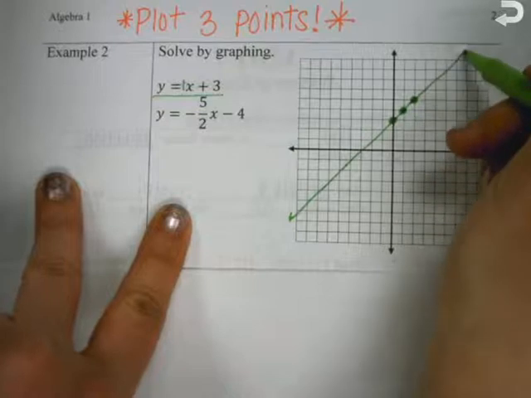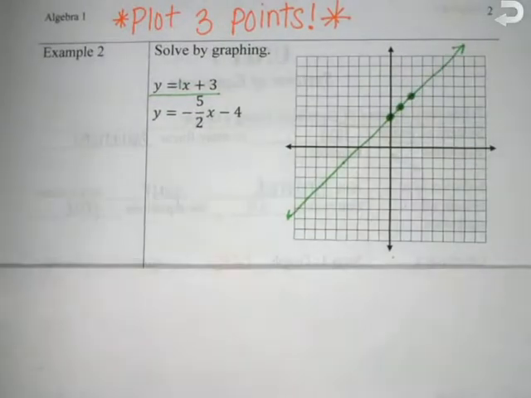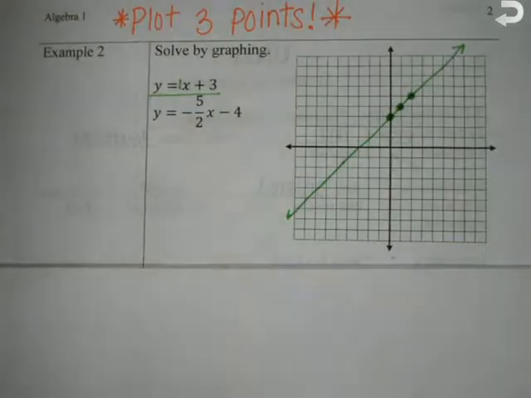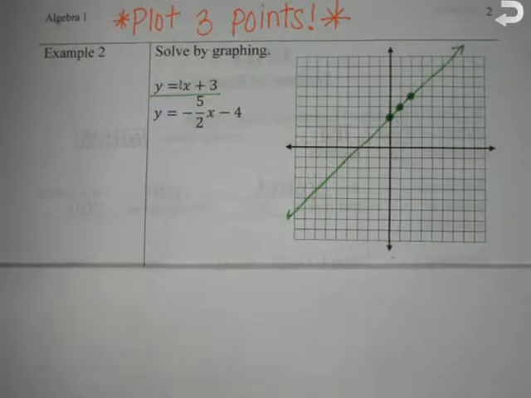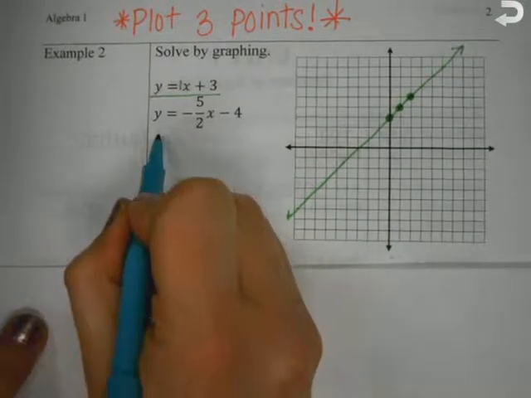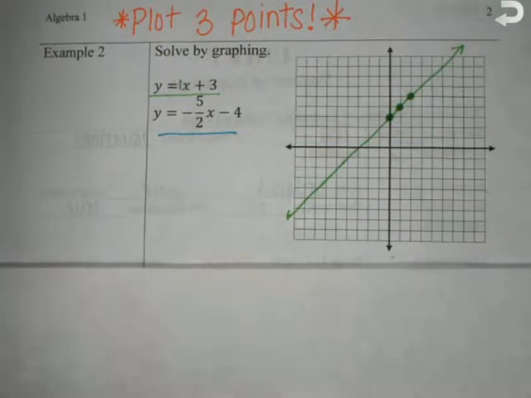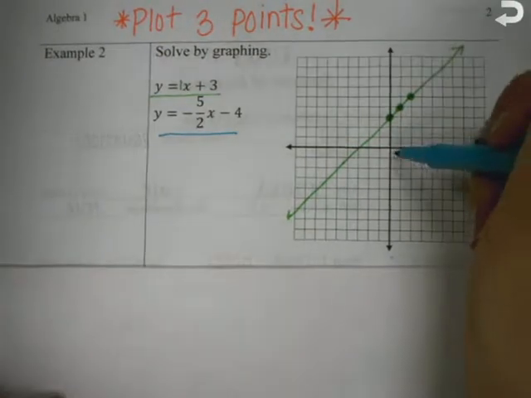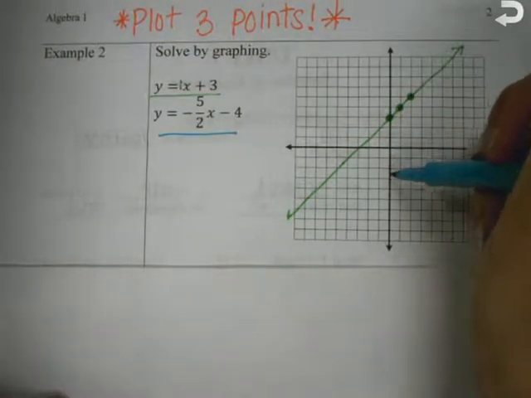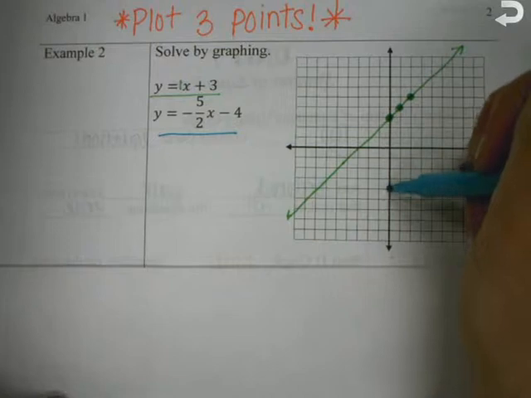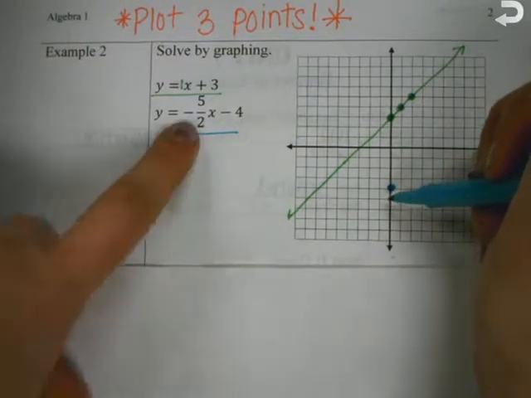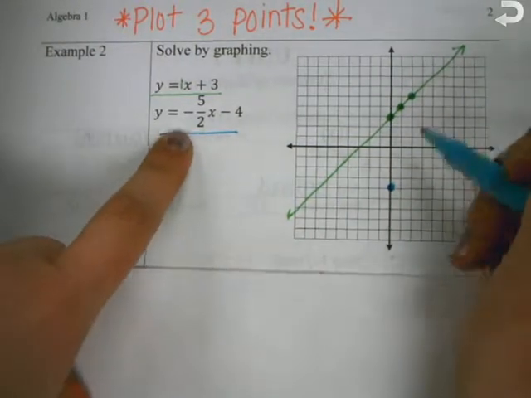So plotting the second line, what's my y-intercept there? Negative 4. So let's count down. 1, 2, 3, 4. And my slope this time is negative 5 over positive 2. So I'm going to go down 5. 1, 2, 3, 4, 5. And to the right, 2 spaces.